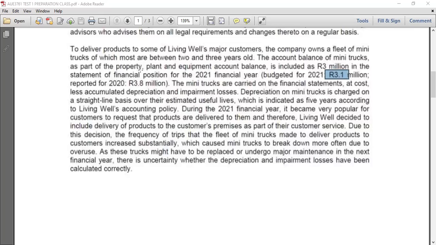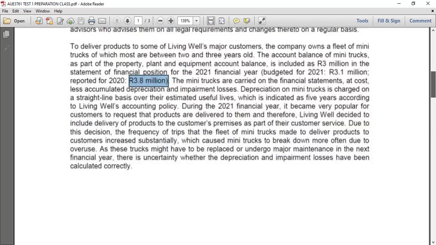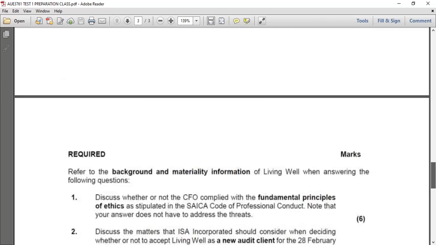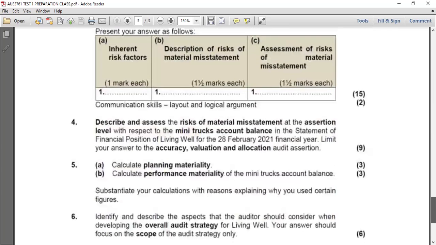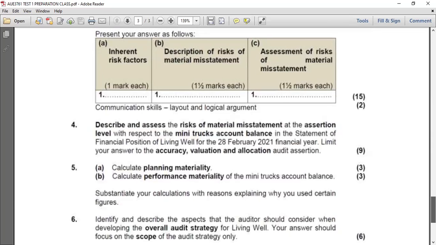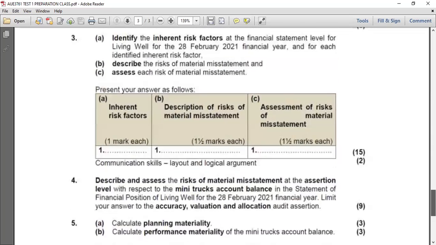Then a 3.8 for 2020. But it can be reasonable. The changes are reasonable, because they can be 3.8 and then, because they didn't buy, there was depreciation, that's when they can move to 3 million this year. And the budget was 3.1, and I think the difference is not all that big. So I wouldn't think that there will be much of an issue there.